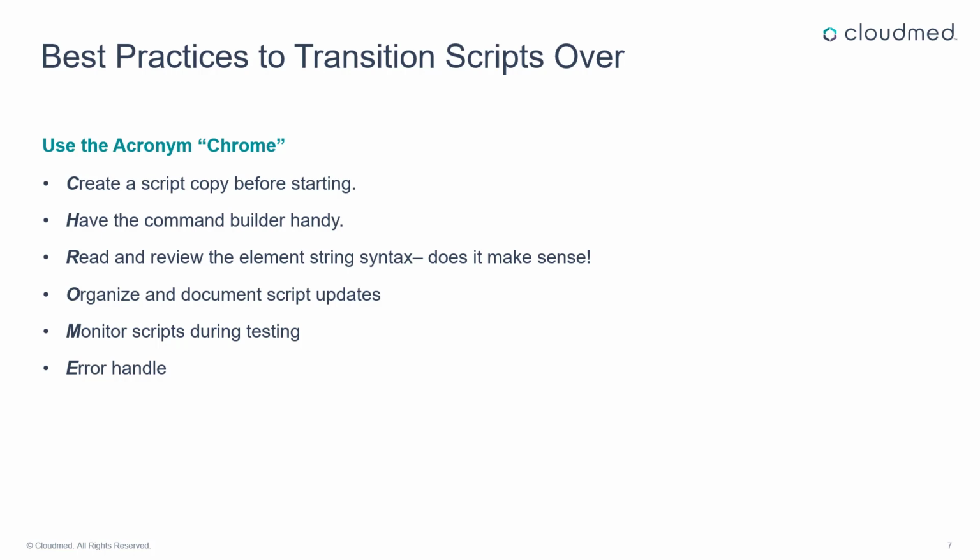H is for have the command builder handy. You will want to keep the command builder around because it's very helpful for identifying element strings. Sometimes XPath can get pretty advanced. Feel free to check out one of our more advanced XPath videos.